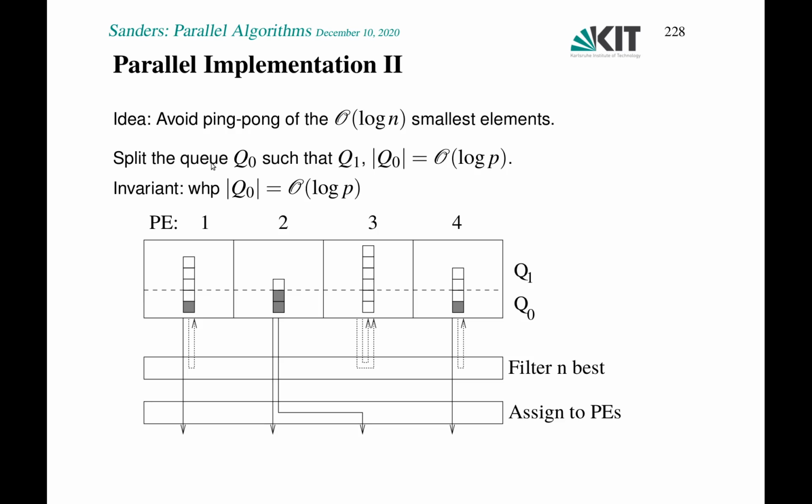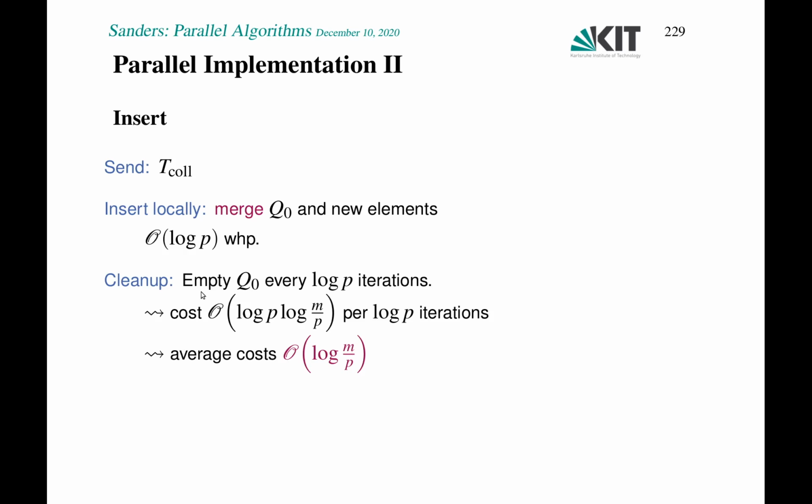So the idea is to split this queue permanently into Q0 and Q1, maintaining the invariant that the size of Q0 is always order log p. And then basically the basic scheme remains the same, except that the local queues are now split into a large part and a small part. Well, we will see they will not always be the smallest elements here, but they will at least contain them. That's the invariant we maintain.